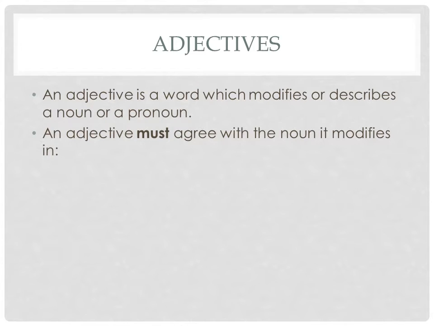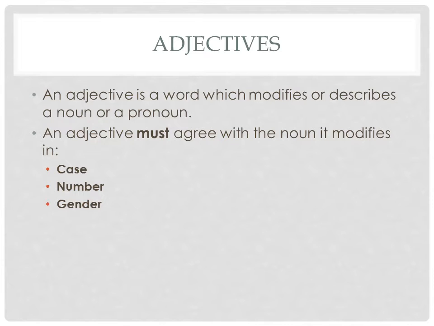Now, in Latin, when we work with an adjective, the adjective must agree with the noun it modifies or the pronoun it modifies in three specific things. These are, first of all, the case of the noun, secondly, the number, whether it's singular or plural, and thirdly, the gender, whether it's masculine, feminine, or neuter. So when you're working with an adjective, the first thing you really need to do is look at the noun. Figure out its case, its number, and its gender. These must be the same.